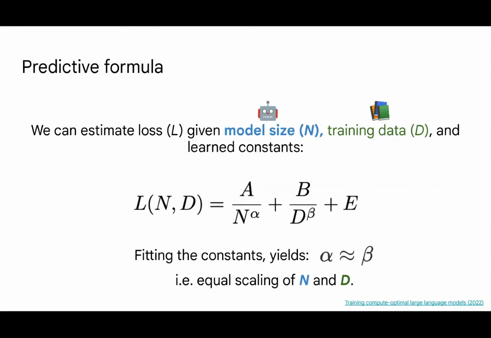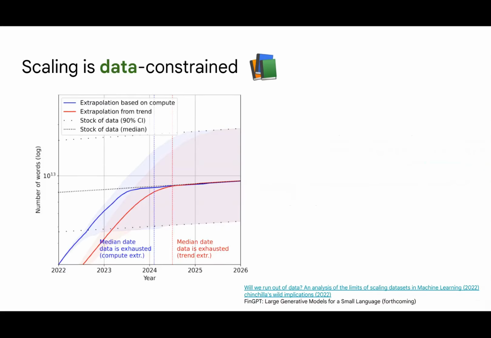The variables A, B, E, alpha, and beta represent empirical measurements that we fit on a large set of experiments. The results from the previous slide come from the fact that the empirical fit of this model yields terms alpha and beta that are approximately equal to each other. One of the implications of this formula is that we need a lot of data. If computers are getting better, people want to build better models, and these models will be increasingly data hungry.